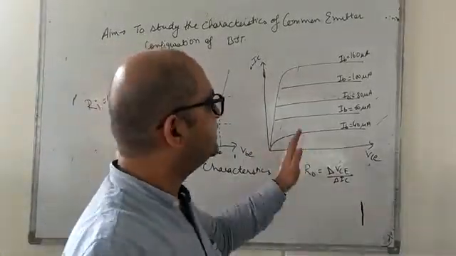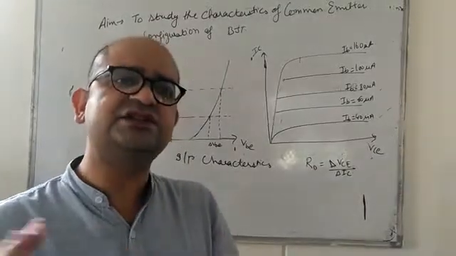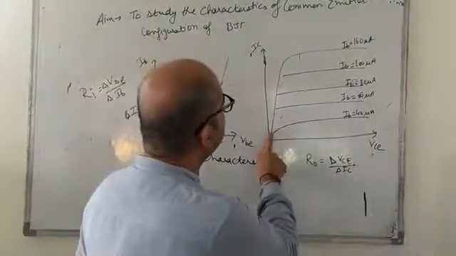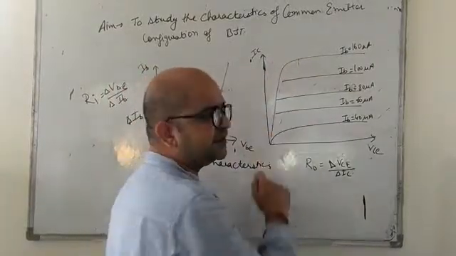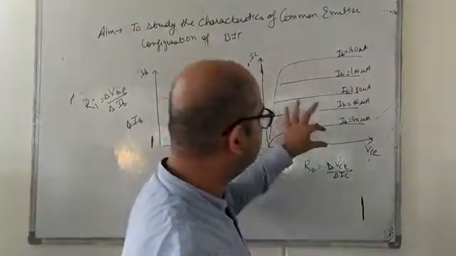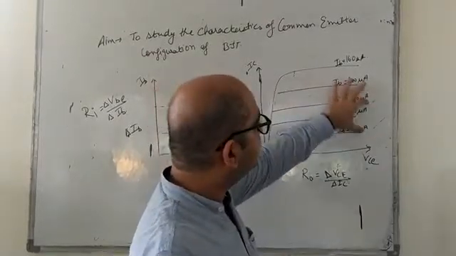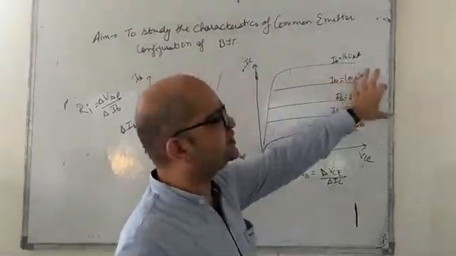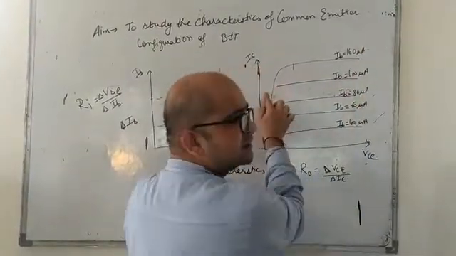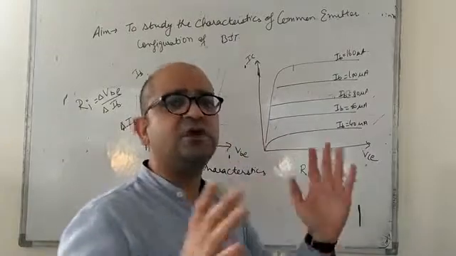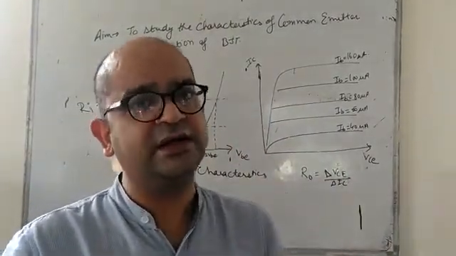So even with large variations of VCE, there is not a very steep rise in the value of the current. It only gives a certain value of current. This region is known as the cutoff region. Beyond this region is the breakdown region. This part is the active region and this is the saturation region. So this covers all four regions of the transistor. The rest we are going to perform on the kit.